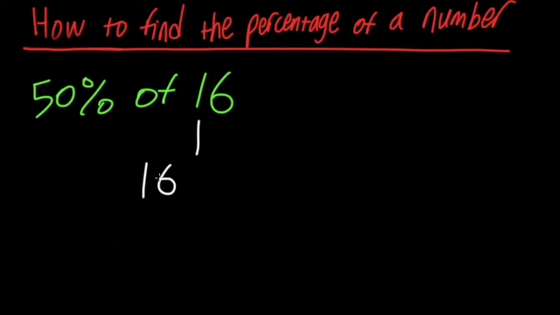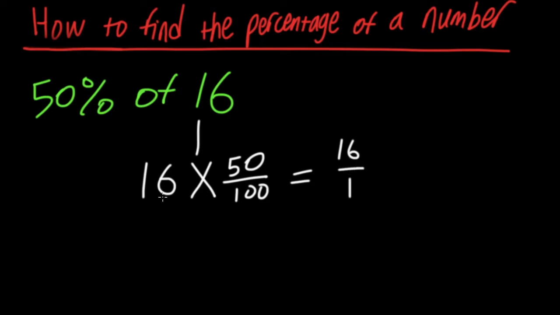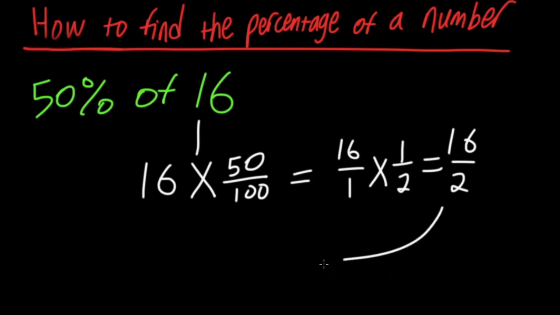So we have our 16 and we're going to multiply it by the fraction form of our percentage. 50% as a fraction is the same as 50 over 100. This is the same as 16 over 1, because 16 over 1 is just 16 as a fraction, times 1/2, because 50 over 100 can be simplified to a half. That gives us 16 over 2 when we multiply across, which ends up giving us 8.